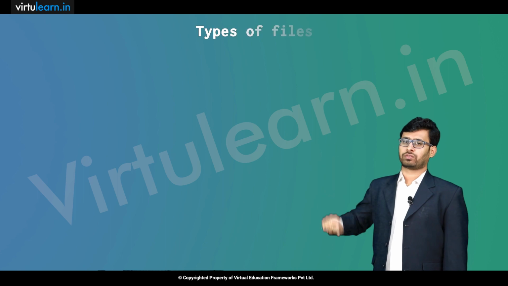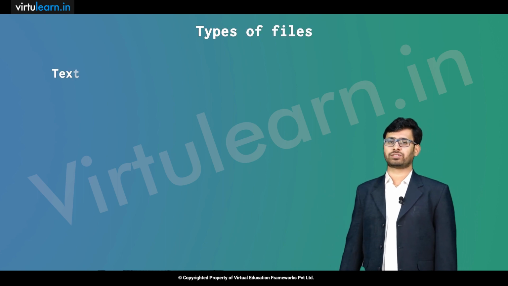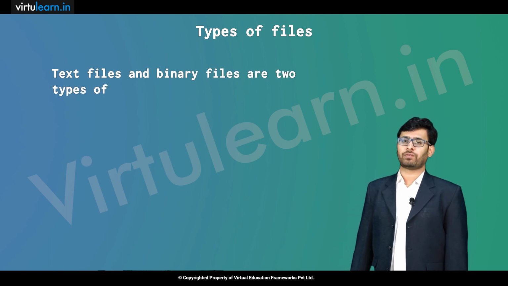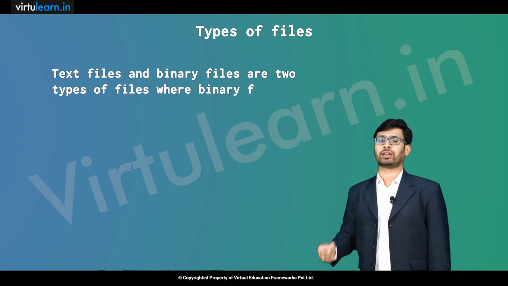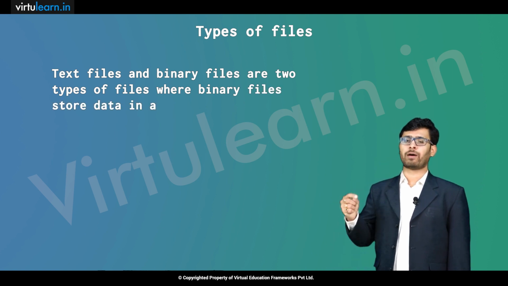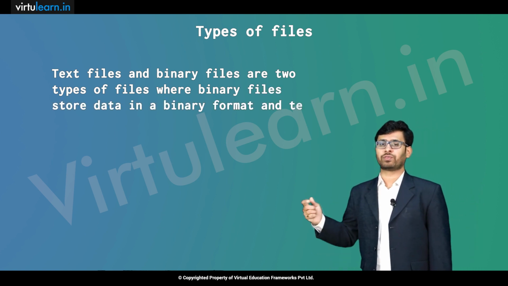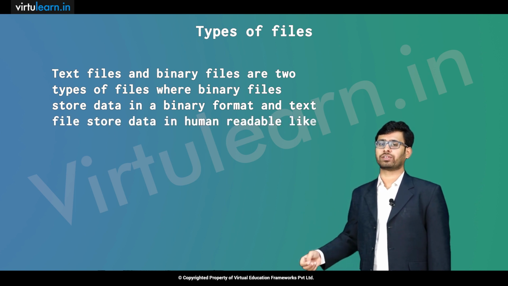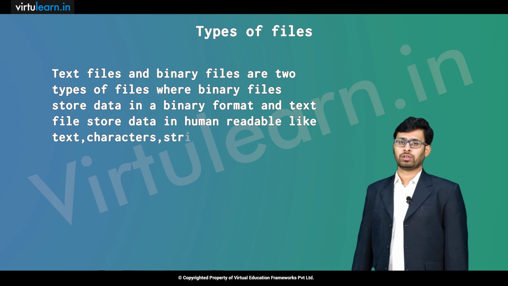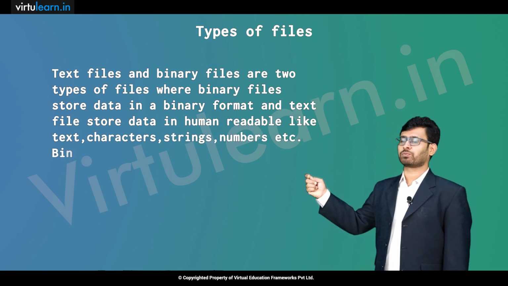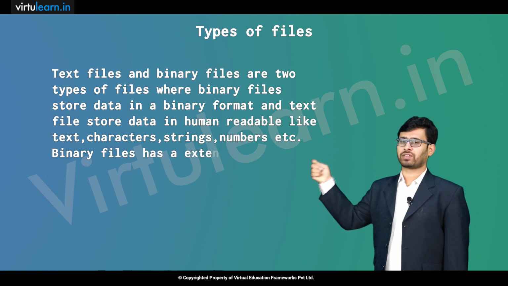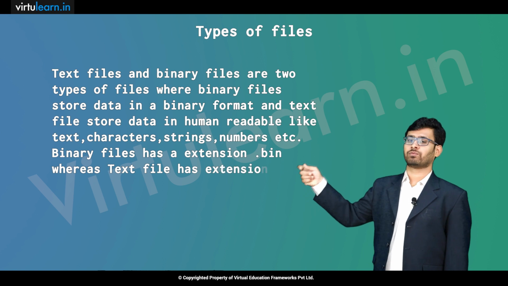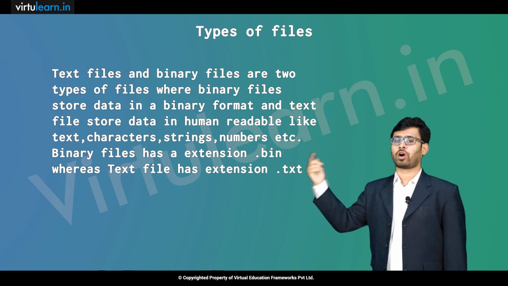So there are two types of files. One is text file and the other one is binary file. Binary files store the data in binary format, that is in the form of ones and zeros, and text files store the data in human readable format like text, characters, strings, numbers, etc. Binary files are recognized by .bin as an extension, whereas text files are given an extension .txt or depending upon the format.